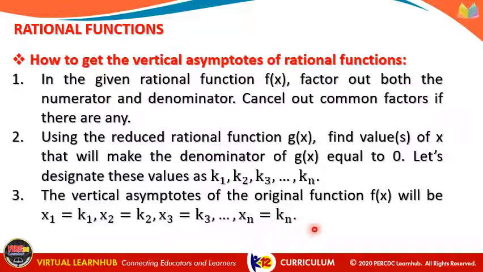So basically, tatlong steps lang naman ang vertical asymptote. Step 1, factor out the numerator and denominator. I-cancel out yung mga maka-cancel out kung meron. Step 2, doon sa nakuha mong function sa step 1, hanapin mo yung mga values ng x na magpapa-0 sa denominator. And actually, yung mga values na yun na yung ilalagay natin sa x equals k.